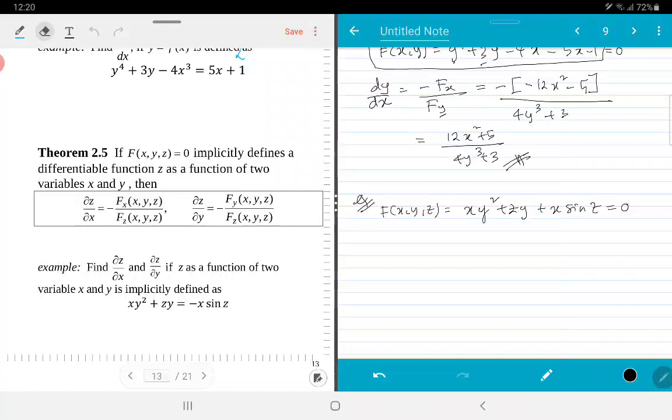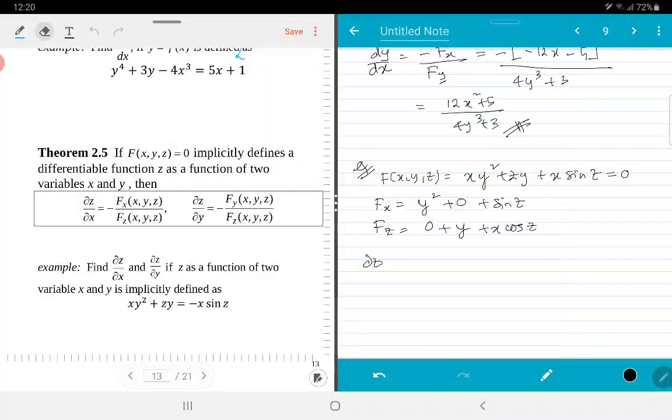To get partial z partial x, we need to find partial f partial x. So differentiate f with respect to x by holding y and z as constant. The first term will give us y squared. The next term will give us a 0. The next will give us sine z. We also need partial f partial z. The first term will give us a 0. The next term will give us a y, because we differentiate with respect to z here. And the last term will give us x cos z. Using the formula, partial z partial x is negative partial f partial x over partial f partial z. That will give us negative y squared minus sine z over y plus x cos z.